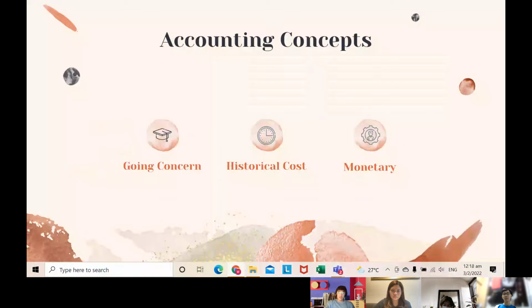Lastly, I'll be covering the monetary concept. It states that a business should only record business transactions if they can be measured in monetary terms. Therefore, we used the concept and only recorded business transactions that can be expressed in monetary terms, and we did not record any other non-financial transactions in our books for this project.